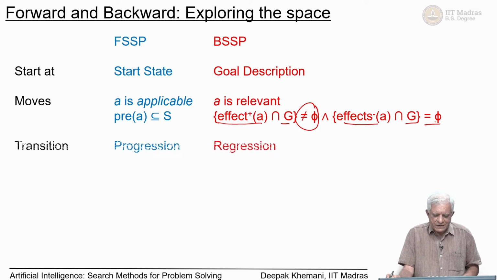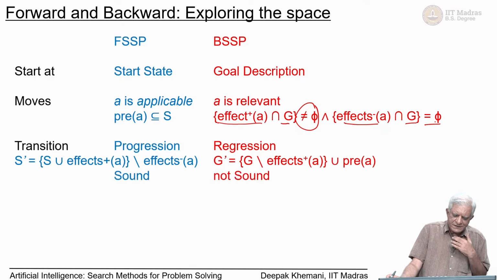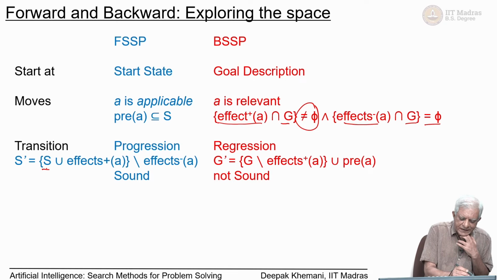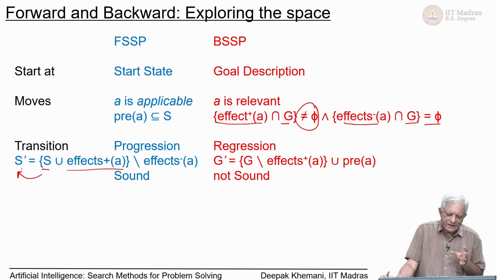The transition that happens is that progression happens in forward state space and regression happens in backward state space. Progression happens as follows, if you remember: you start with the state S and you have chosen an action A which is applicable, because the preconditions of A are a subset of S. Now, to this set S you add the positive effects of A and you subtract the negative effects of A. That is how you go from S to S prime, the new state. And we saw that this is a sound process, that S prime is always a legal state.